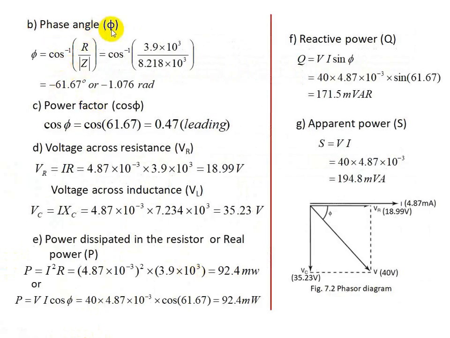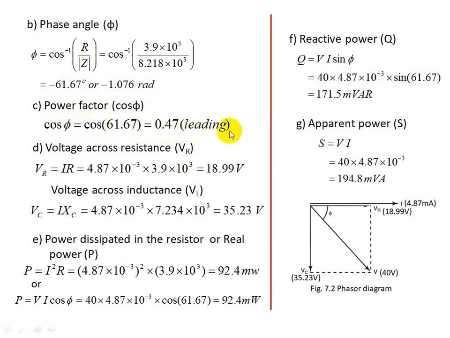To find the phase angle phi, use this formula: cos inverse of R by Z, because R and Z are known. You'll get the angle as minus 61.67. You find that the angle is minus. It means that the current is leading the voltage vector by an angle of 61.67 degrees. In radians it is minus 1.076 radians. The power factor cos phi, so cos of 61.67 is 0.47, leading.